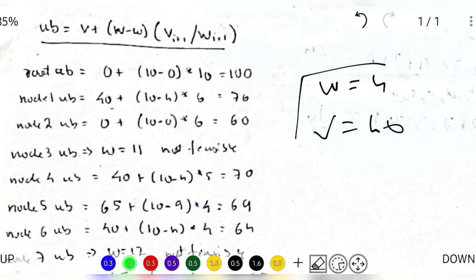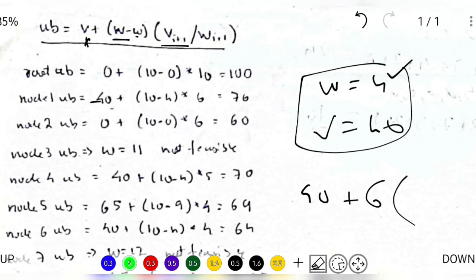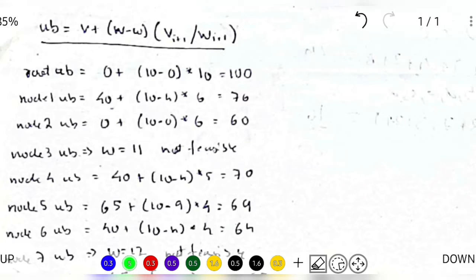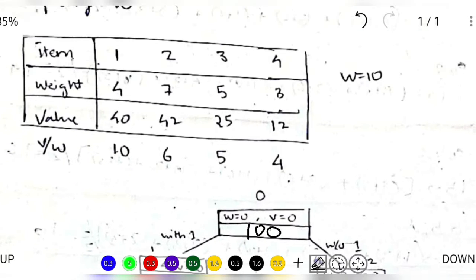Now if we use these values in the main equation, here I will be writing 40 plus capital W is 10, 10 minus how much is used? 4. So we have 6 kilograms left, and here V value is 40. 6 into what is the value weight ratio of the next object? That we get as 6. See here, the value weight ratio of the next object is 6.